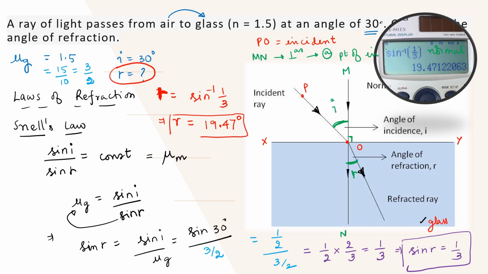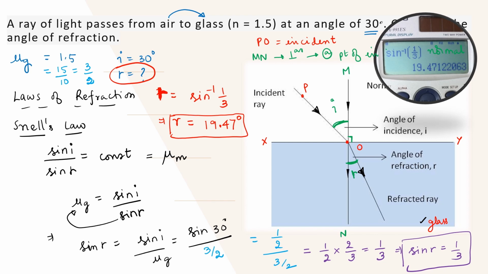You don't have to worry about the values of sine. Some basic values like 0, 30, 45, 60 and 90 degrees are enough for class 10th. And if you get any other values, like here sine inverse of 1 by 3, those values will be given in the question itself. So no need to worry. So that is writing refractive index from Snell's law. Snell's law says sin i by sin r is equal to mu m. So that's one more concept and one more question completed. Still, if you have any doubts, you can write them in the comment section. I'll make another video in order to make you understand this much better.